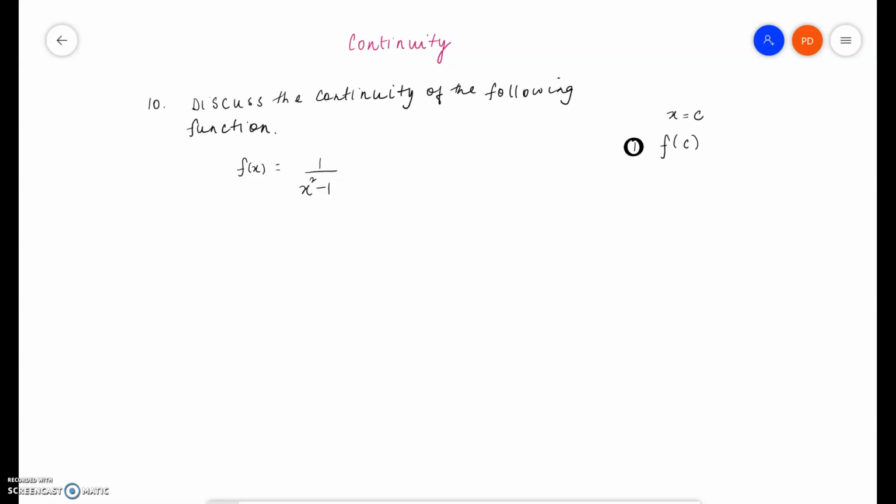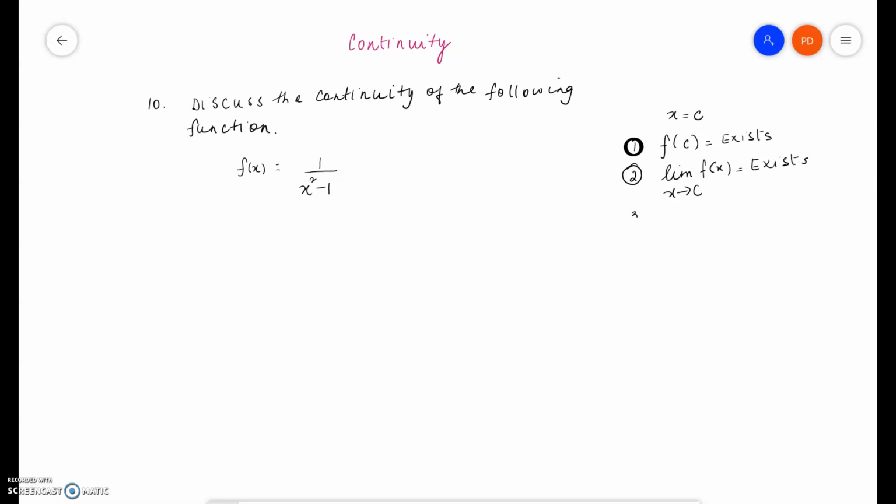Which means if you plug in c, is this defined? Does it exist? Is it equal to a number? Second, we need to check if the limit of the function f of x as x approaches that number c exists, which means is it equal to a number?